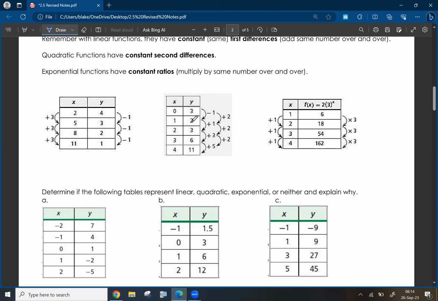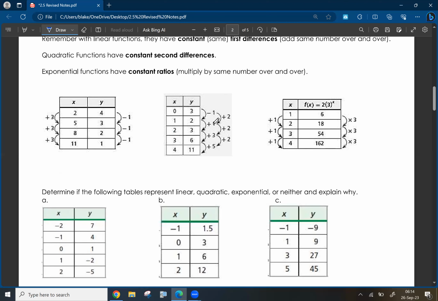So to identify these, you're going to take the difference of the first set of numbers. So 3 to 2 is minus 1, 2 to 3 is adding 1, 3 to 6 is adding 3, and 6 to 11 is adding 5. You're going to notice that all these differences are not the same. But if you take the differences of those differences, you're going to see that they are the same.